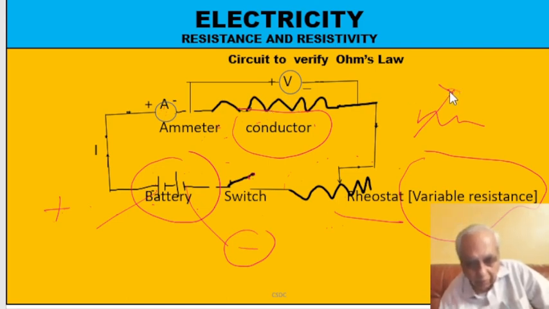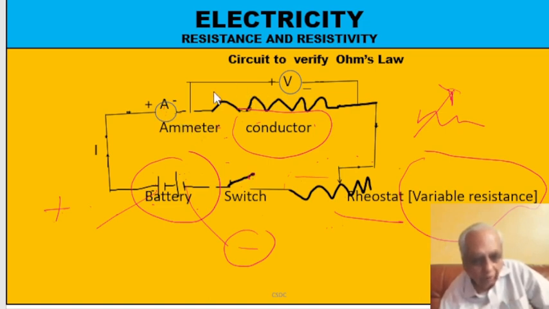This is an arrow. Okay. So once I have adjusted this resistance, I have closed this switch, so this becomes a closed path. Whenever there is a closed path, only then will current flow. If the switch is open, the path is not closed, so current will not flow. Now current will flow from positive through the ammeter, through the conductor, through this part of the rheostat, through the switch towards the negative. So this closed path is called a circuit.